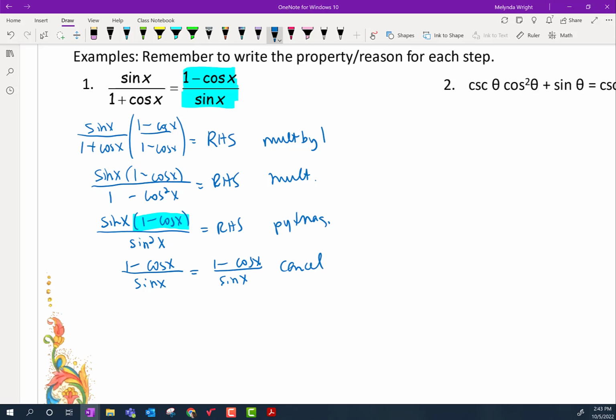Okay. And that's our first one for today. Are we doing okay? Yes? Any questions? Okay. Let's navigate to our second one.